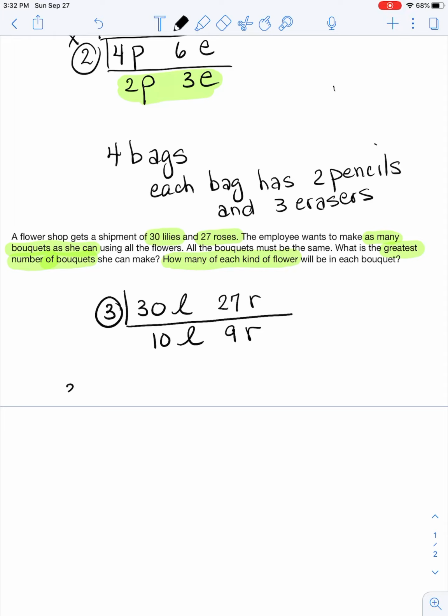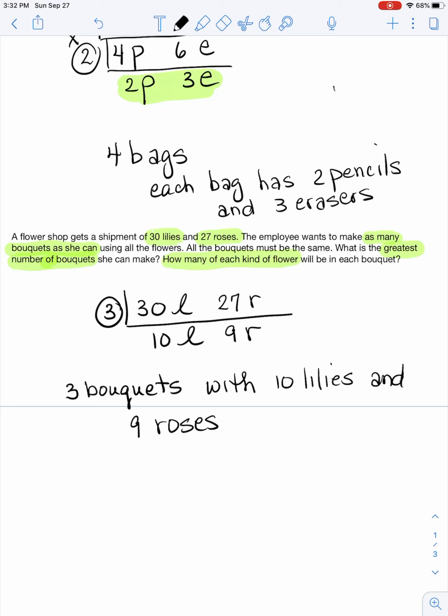And so the answer is that she can make 3 bouquets. And you know, a bouquet is just a grouping of flowers like that you hold in your hand at a wedding. So 3 bouquets, and each bouquet will have 10 lilies and 9 roses. So those are nice big bouquets, but she can only make 3 of them. So these are just 2 examples of when we can use greatest common factor to solve word problems.